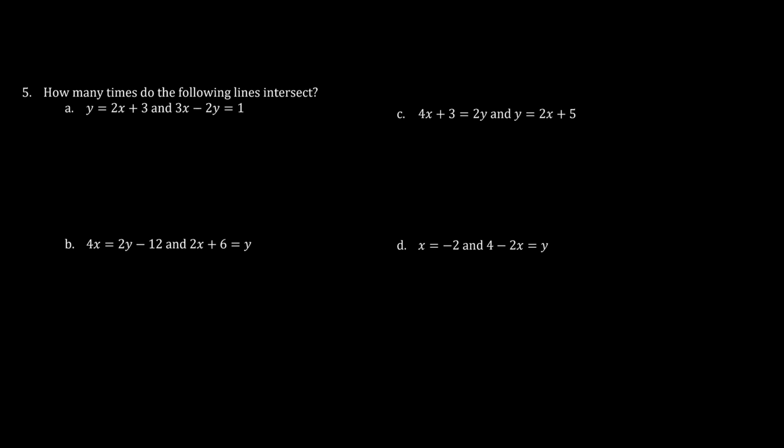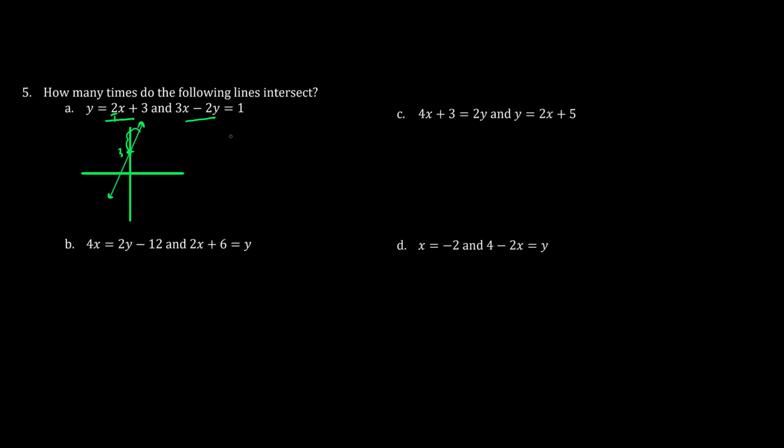How many times do the following lines intersect? We have our first line here and our second line here. We know how to sketch the first line because this equation is in slope-intercept form. We have the y-intercept of 3, and a slope of 2 is quite steep uphill. 2 over 1 means you go up 2 units and you go 1 unit to the right.